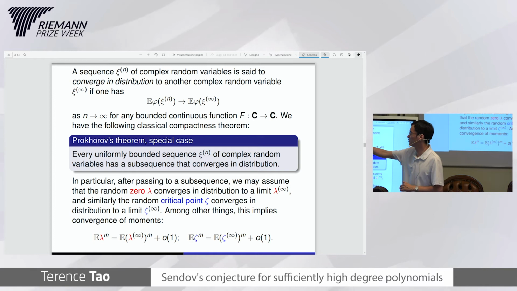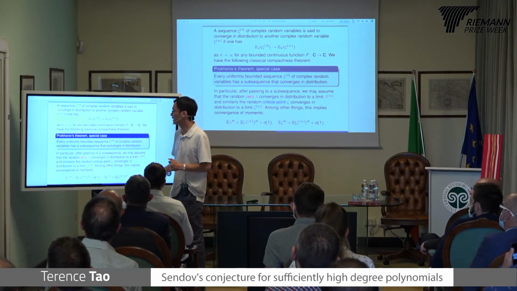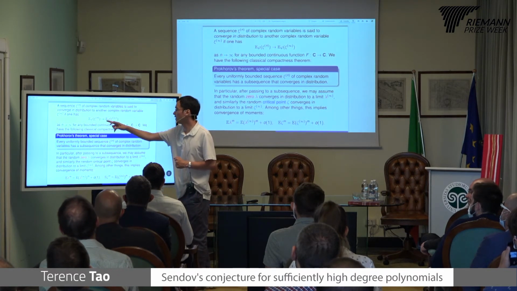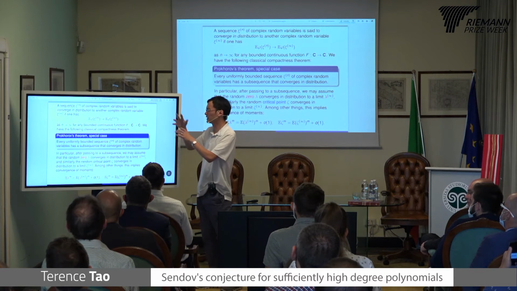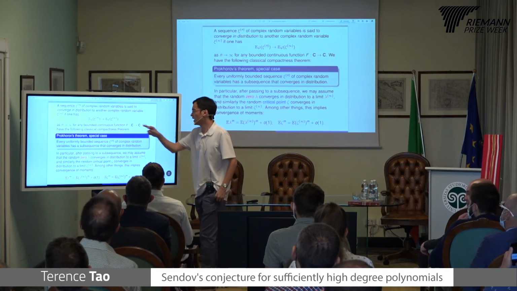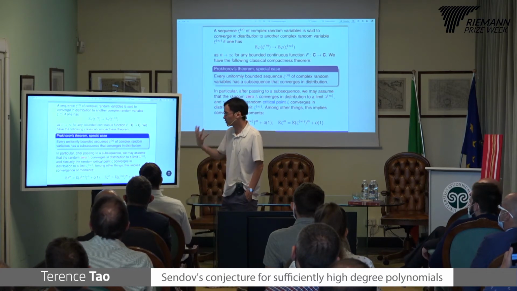So if you have a sequence of random variables, xi n, let's say in the unit disk, and some limit, xi infinity, we say that xi n converges to xi infinity in distribution if for every test function, the mean of the test function of xi n converges to the mean of the same test function tested against xi infinity. This is also the same notion as vague convergence in measure theory, for any test function, any continuous function. So that's the notion of convergence in distribution.